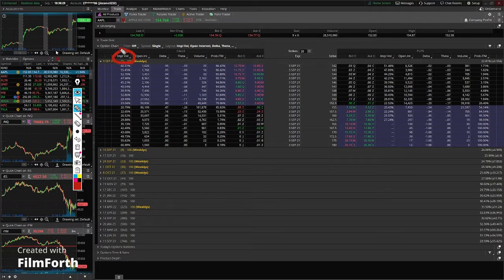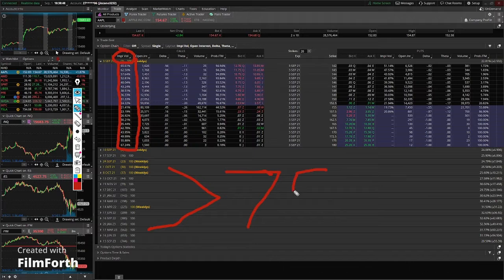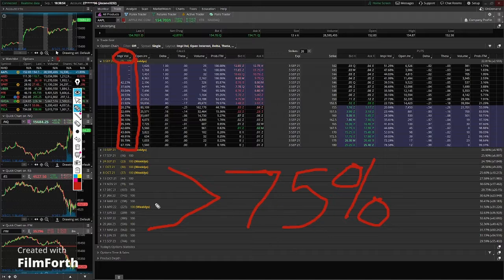So breaking it down in the options chain, this is implied volatility. Okay, implied volatility determines, there are so many factors in options, guys, but implied volatility, you do not want this to be greater than, I would say 75%.